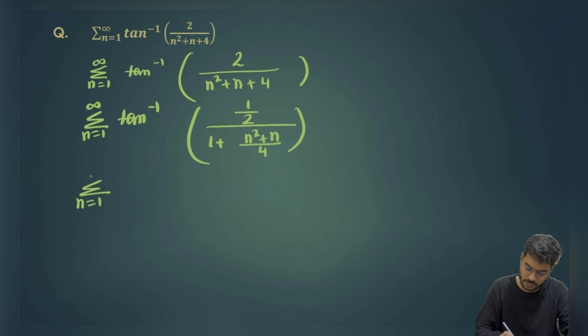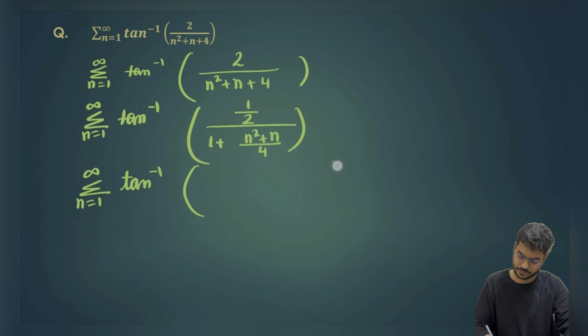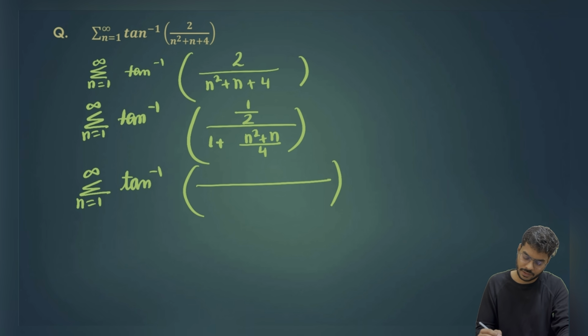Tan inverse, from 1 to infinity. Can we find the factors of n square plus n by 4? What are the factors? n common. Can I write n by 2 as well as n plus 1 by 2?